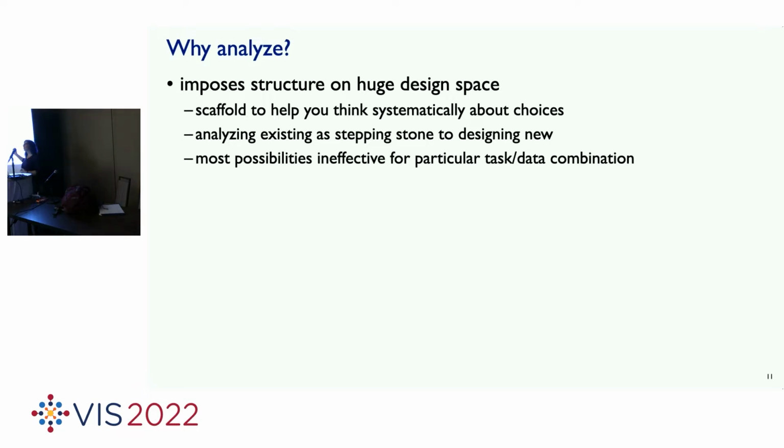Why is this important to do? Well, because if you do a random walk through that design space, you're doomed. Unfortunately, many possibilities are ineffective. There are many, as we'll talk about, combinations of tasks and data, and many, many ways to visually encode that data. And if you just pick randomly, you will have a very long walk in front of you. So understanding how to think about this more systematically is crucial.